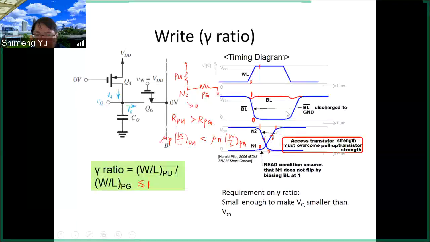And after this process, the data is flipped. You have the new data written. So this is a write operation. Any questions?